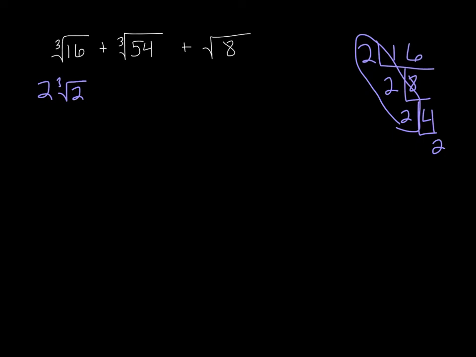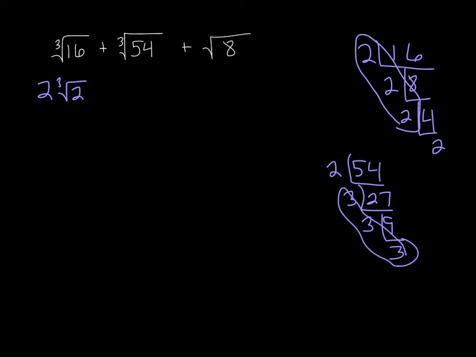And then let's do 54. 54 is also a cubed root. So we will look for groups of 3. So 2 times 27, 3 times 9, 3 times 3. So we have a group of 3's. So a 3 comes out again, and a 2 stays in. And again, keep that same index of 3.